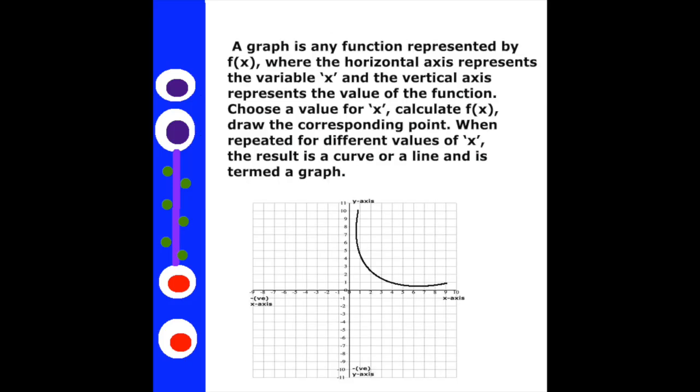Graphs. Domain and range. A graph is any function represented by f of x, where the horizontal axis represents the variable x and the vertical axis represents the value of the function. Choose a value for x. Calculate f of x. Draw the corresponding point. When repeated for different values of x, the result is a curve or a line and is termed a graph.